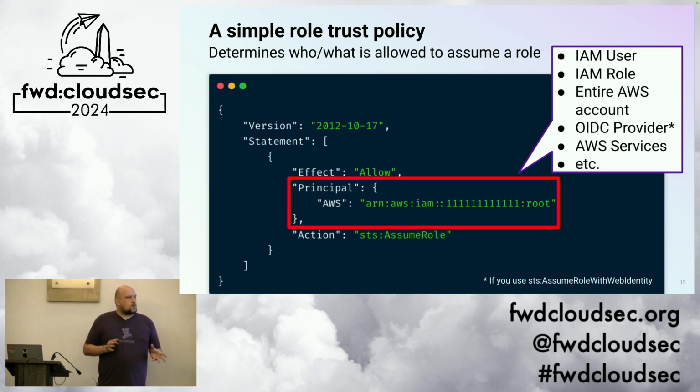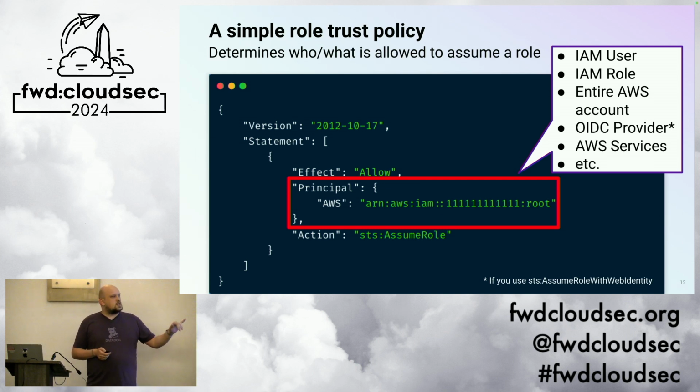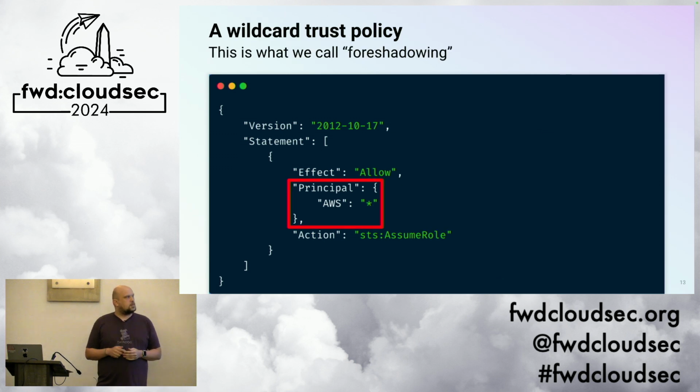Finally, for our purposes, what we're mostly interested in is the principal. This is the specific AWS identity that is permitted to assume the role. And that could be a wide variety of things: an IAM user, a role, an entire AWS account, and so on. So if we were to read this policy, what it says is that we're going to allow the AWS account 11111 the ability to assume this role.